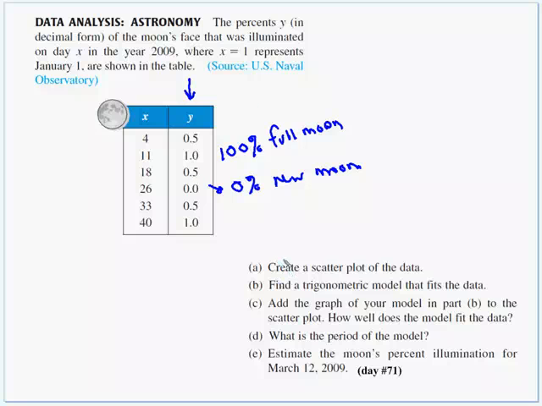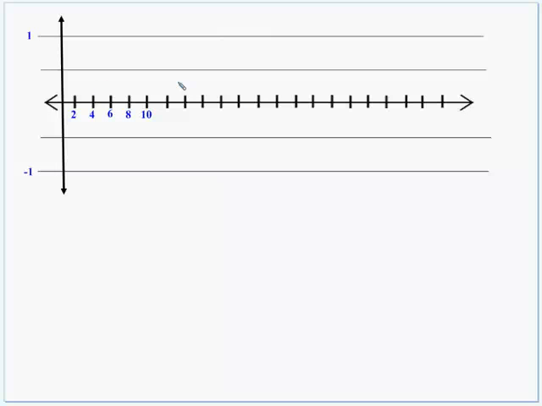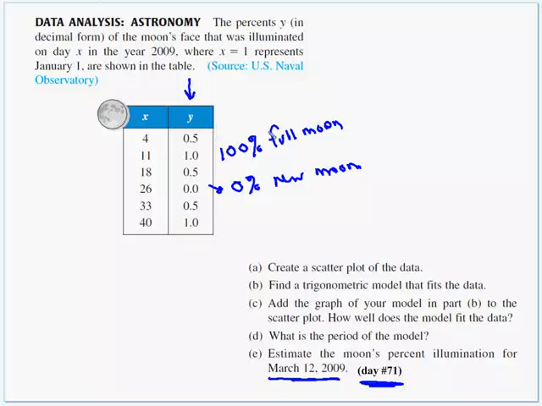So here's some data. First, create a scatter plot, find a trig model that fits the data, add the graph from part B to the scatter plot. How well does the model actually fit the data? Figure out the period of the model, and then make an estimation, a prediction about the future for March 12th, 2009. That would be day 71 of the year. So graph the data on here and start working on a trig function. Pause the video, check back, and see if you got it right.